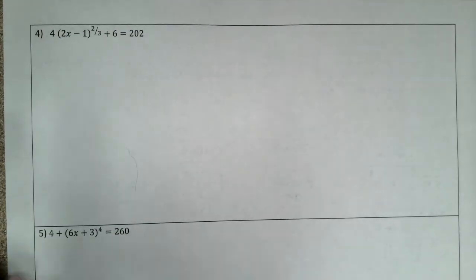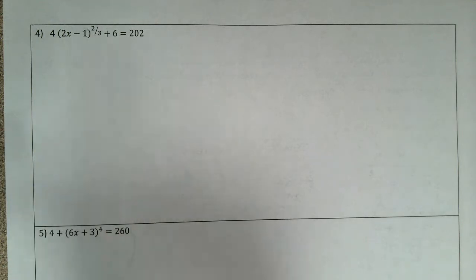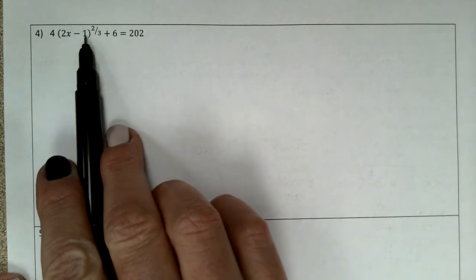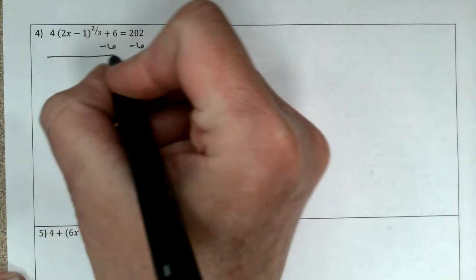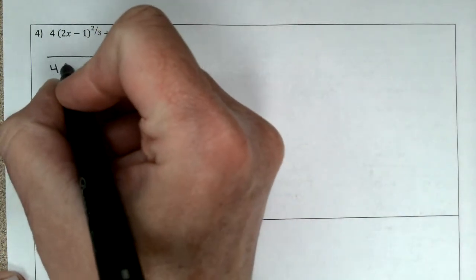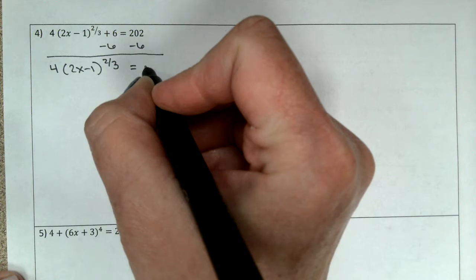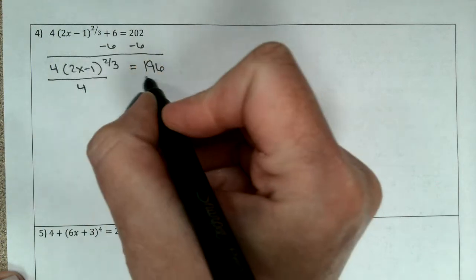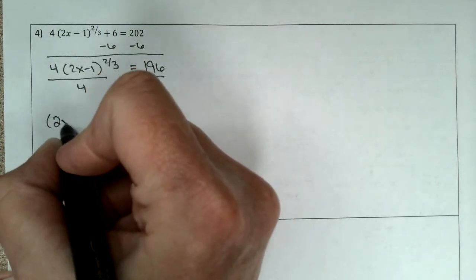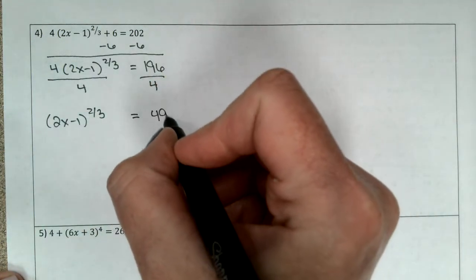However, on the back, we have the same kind of problem. However, we have a 2 here in the numerator. And so it really is best to leave it as a power. So I'm going to isolate the power here. To isolate the power, you're going to have to subtract 6 from both sides. So that gives me 196. I'm going to undo this multiplication by dividing both sides by 4. So 2x minus 1 to the 2/3 equals 49.